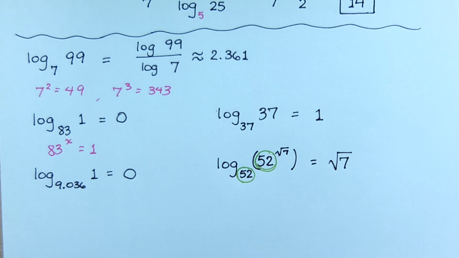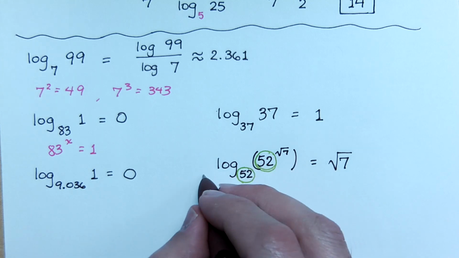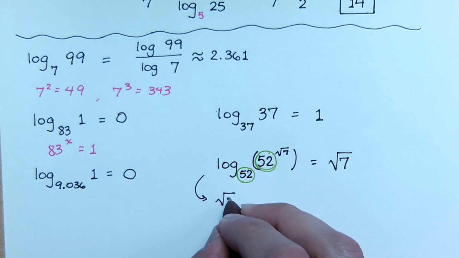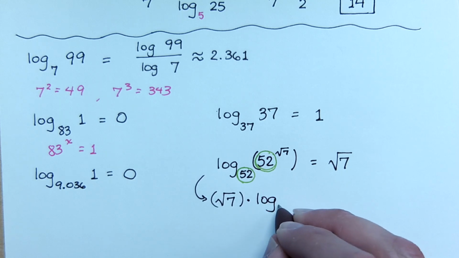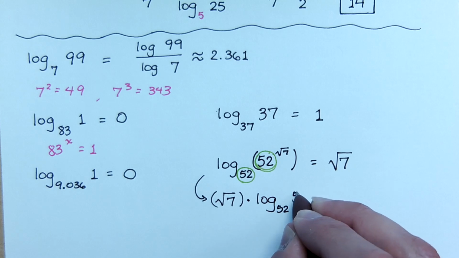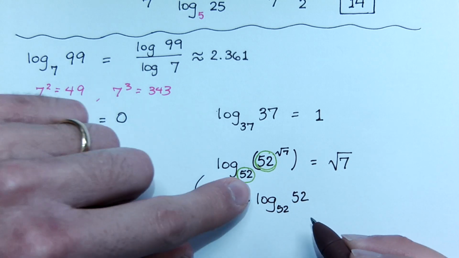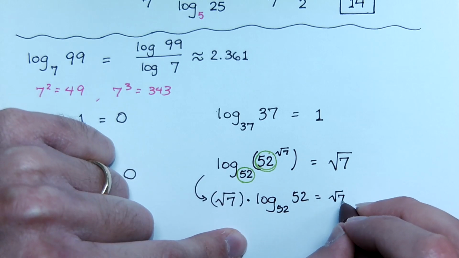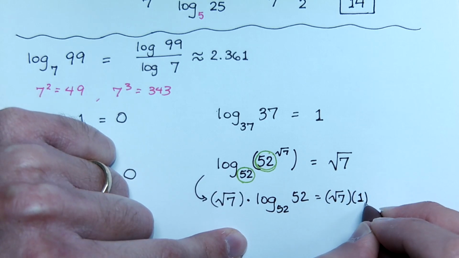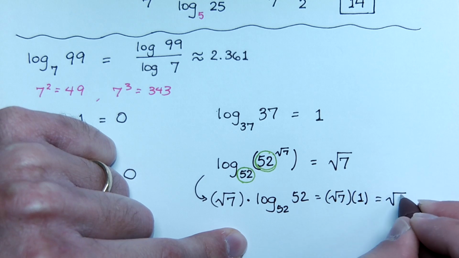Because it would be like 1 to this square root of 7, which is... No, it would not be. Because what do you mean they cancel out? Because we're left with 1. Let's do it this way. Let's do what you said. You said this power can come out to the front, right? So that would become the square root of 7 times log base 52 of 52. What's log base 52 of 52? 1. 1, so this is the square root of 7 times 1, and that's still the square root of 7.